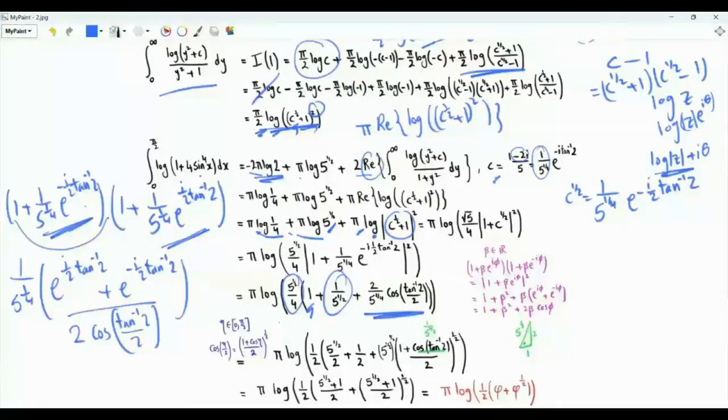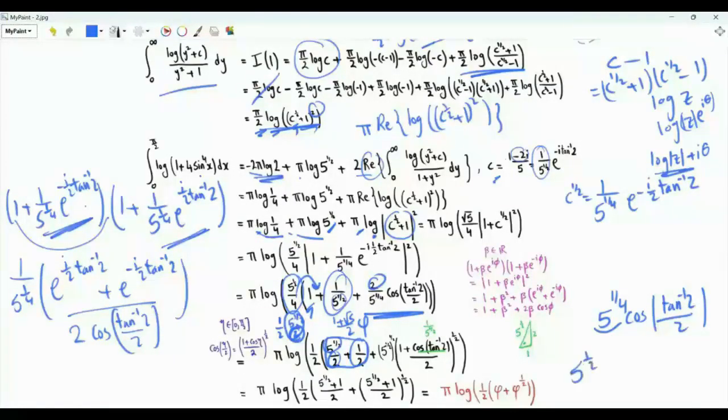Write down this factor as the product of 1/2 times the square root of 5 over 2. Take this inside the bracket. So we have the square root of 5 divided by 2. When this is multiplied by 1 over the square root of 5, we get 1/2. Note that these two together are 1 plus square root 5 over 2, which is the golden ratio. Then this 2 goes away with that 2, and we end up with 5 to the power 1 over 4 times cosine of tan inverse 2 divided by 2.